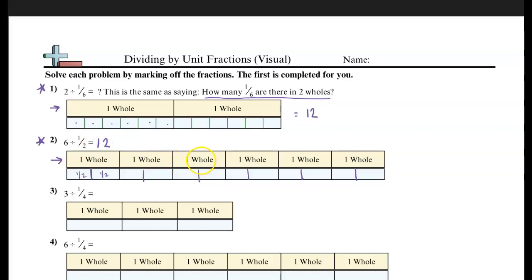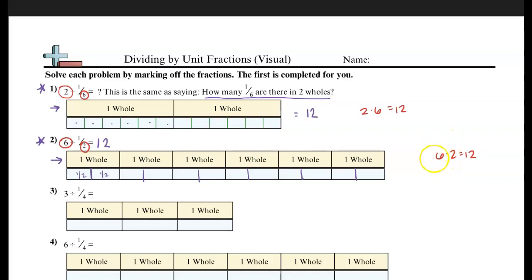Now something that's kind of interesting, and I want to draw your attention to this, 2 divided by 1/6, there's a connection here by the whole number and the denominator of the fraction. 2 times 6 is 12. Look at this next problem. We had another 6 and then 2 in the denominator. 6 times 2. So really, we're multiplying the whole number times the denominator here. And that's because we're doing whole number divided by a unit fraction.